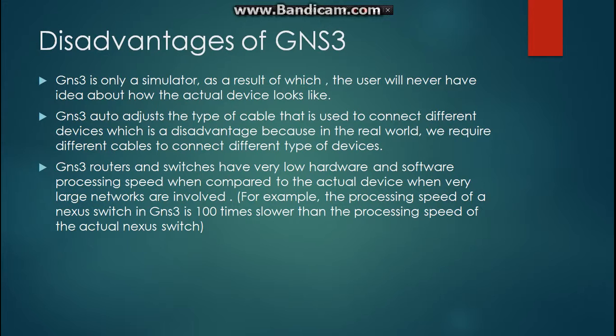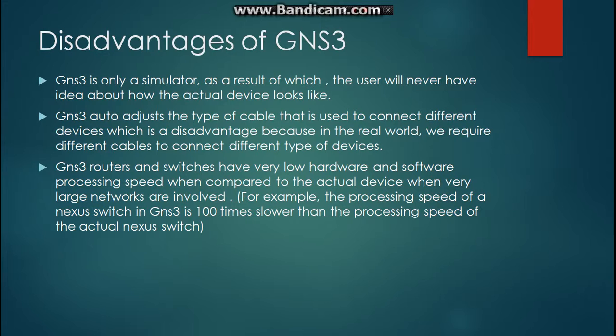The first one being that since GNS3 is basically only a simulator, you'll never get the idea of how the actual hardware looks. For example, in Cisco, the 1700 series router and the 7200 series router look the same in GNS3. But in actuality, the capability as well as the appearance of the two routers are completely different. And you also have modular chassis, which in actuality is a very complex structure, but in GNS3 you won't get much idea. Anyhow, the connections can be made easily using mouse clicks.